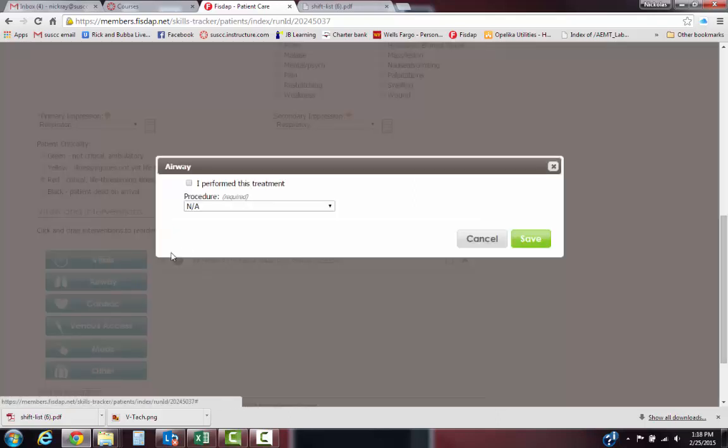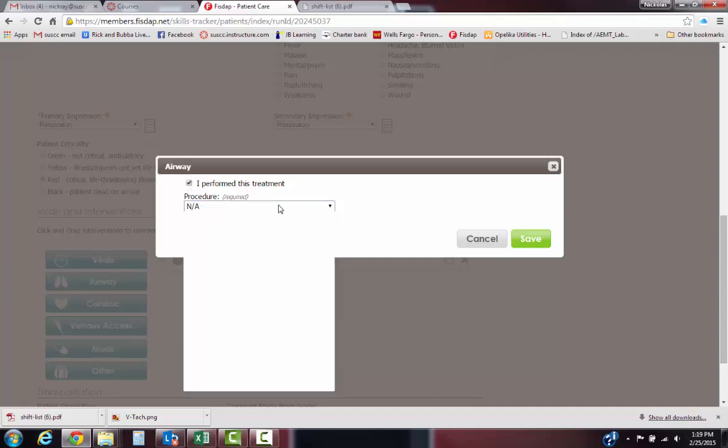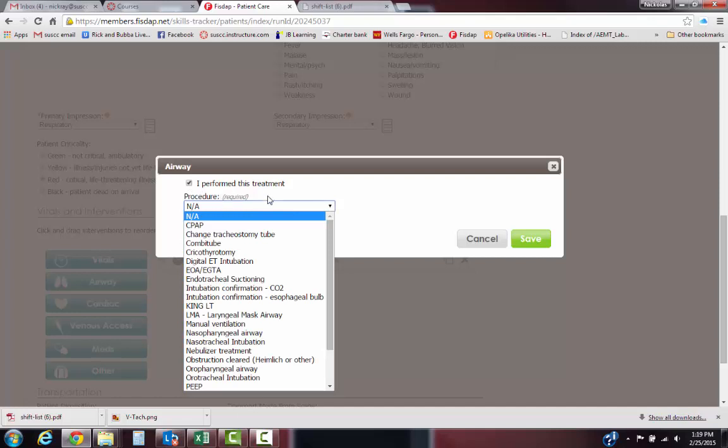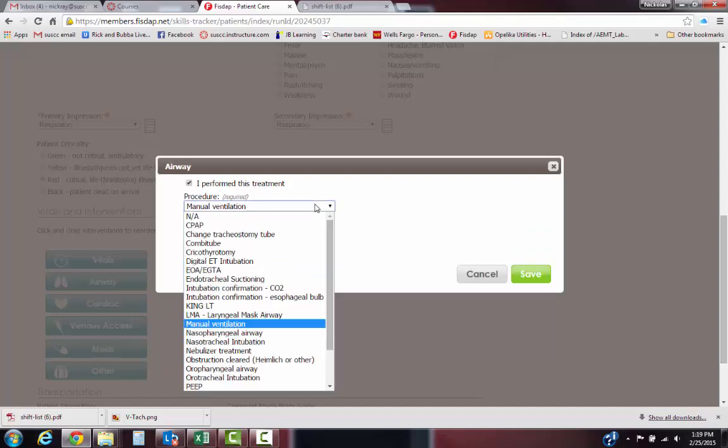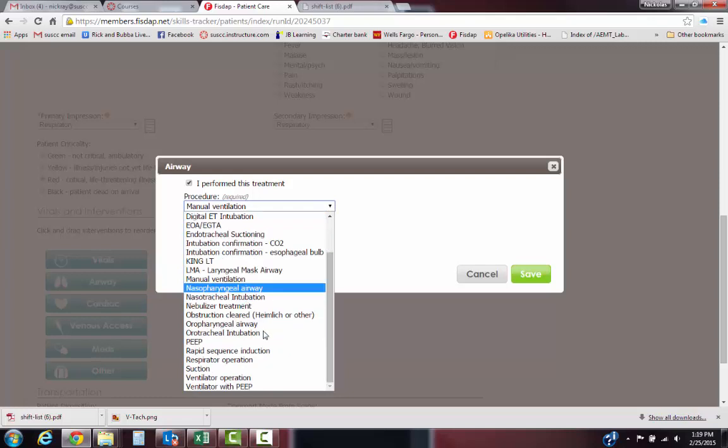Now for airway. Did you put oxygen on him? Did you put a non-rebreather? Or did you put a nasal cannula? Or did you bag this patient? You should record anything that you did. Even for EMT level, there are things in here that you can click on. Manual ventilation. Was it successful? Yes. Or say and save. Did you suction the patient? Did you put an OPA in or an NPA?